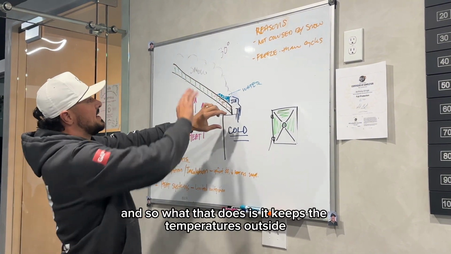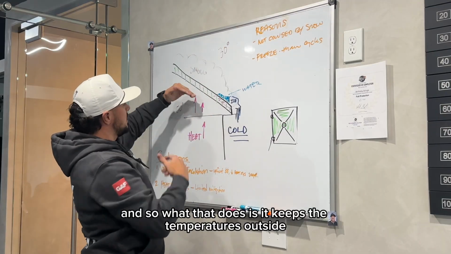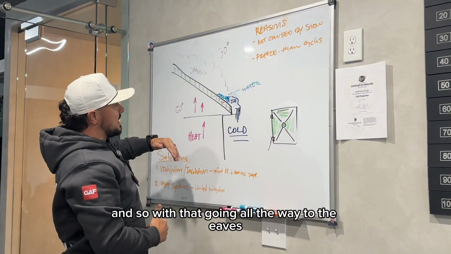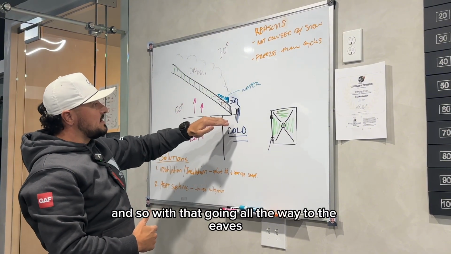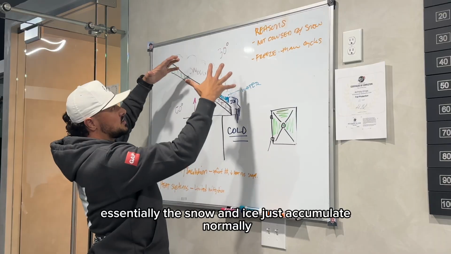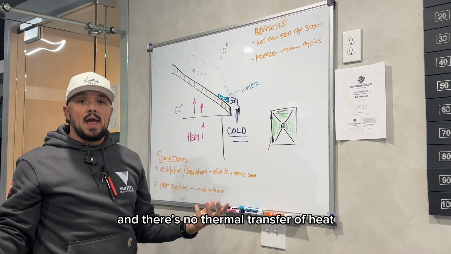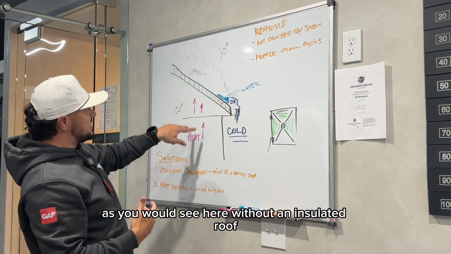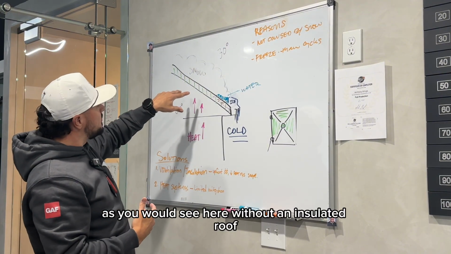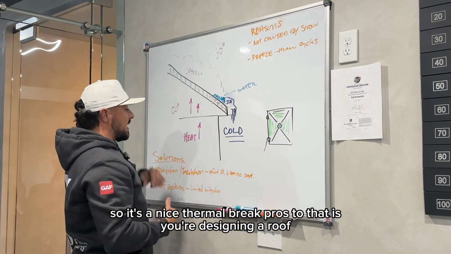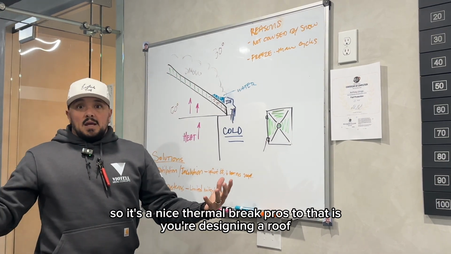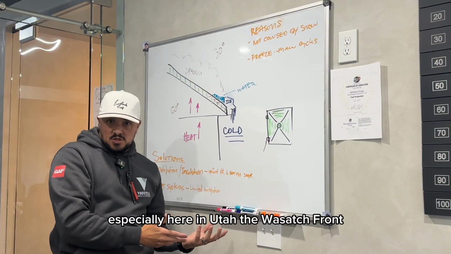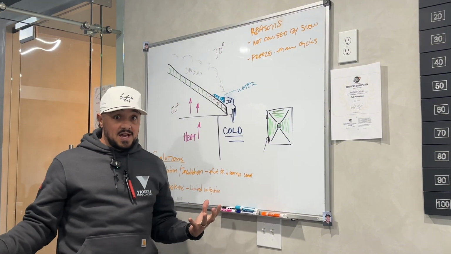And so what that does is it keeps the temperatures outside, and it keeps the heat in the interior of the house inside. And so with that going all the way to the eaves, essentially the snow and ice just accumulate normally, and there's no thermal transfer of heat as you would see here without an insulated roof. So it's a nice thermal break. Pros to that is you're designing a roof to perform in the conditions that you're living in. Especially here in Utah, the Wasatch Front, the Wasatch Back.